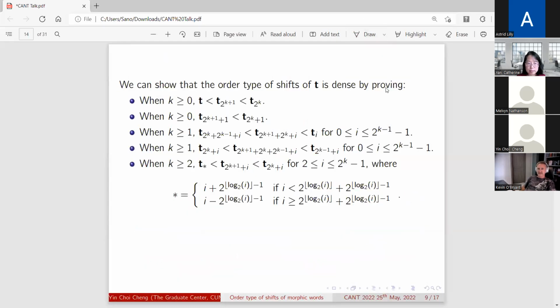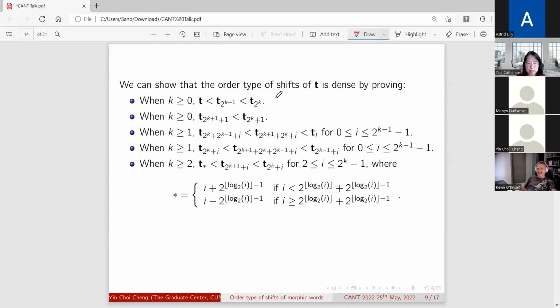Now I want to prove the claim that the new shifts interleave with the old shifts at each stage. And we do that by proving the following 5 inequalities. I will skip the proof, it's kind of messy.